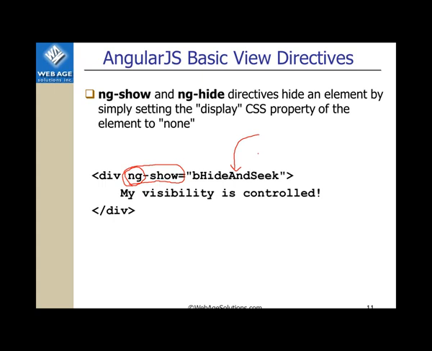Currently it's a Boolean which can be toggled in one of the controller functions or in any of the services that you can call from inside your controller. So you can toggle, and whenever the hide and seek Boolean variable is set to true, we display this content. If it gets toggled to false, the content is hidden. Pretty much it does a very basic operation of changing the display CSS property, setting it to none. And ng-hide does the opposite thing.